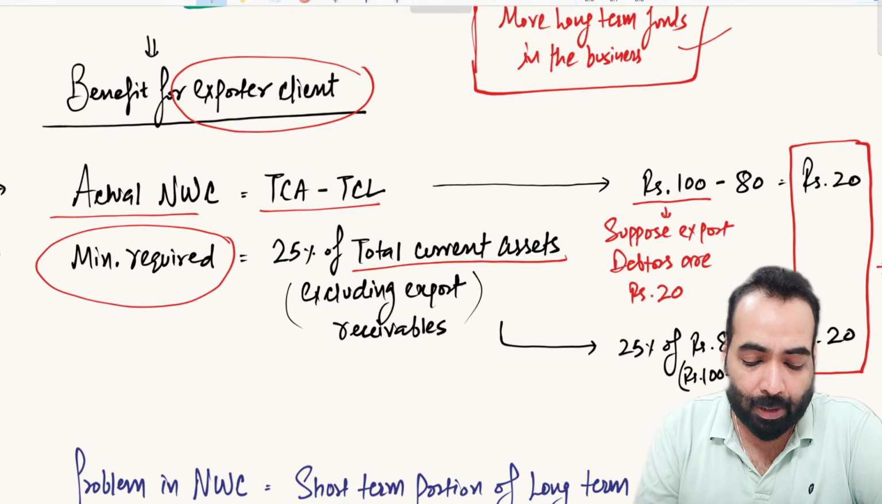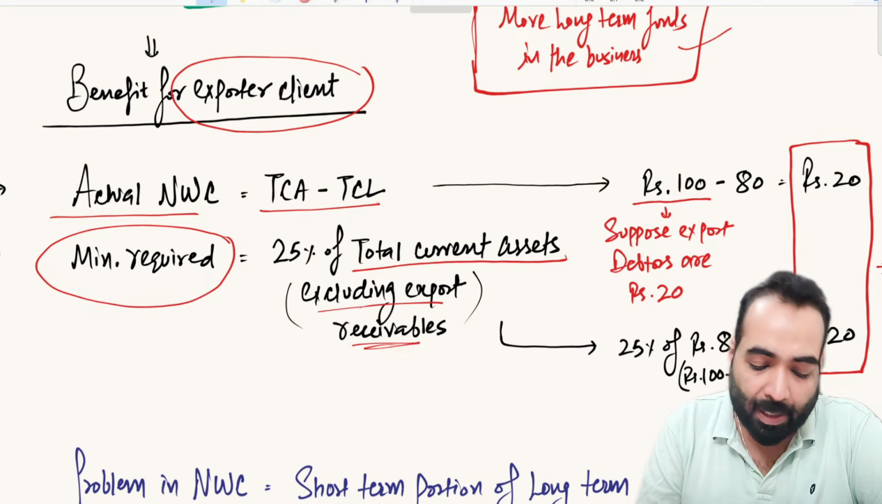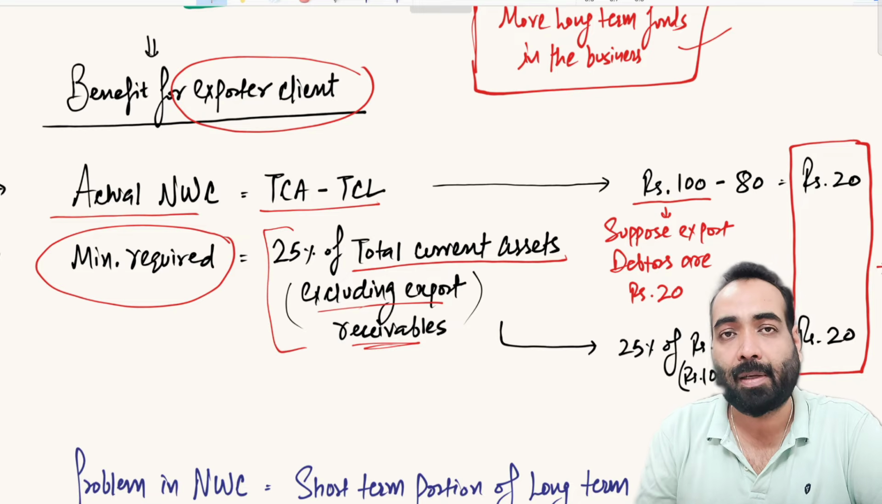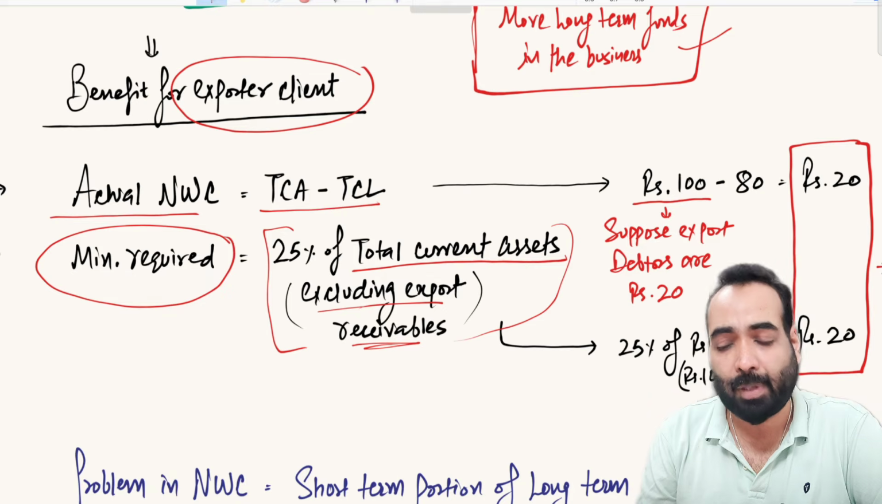So how will this look? 25% of total current assets excluding export receivables. This formula is used by many of the banks. 90% of banks use this, right? So this is the benefit given to the exporters.